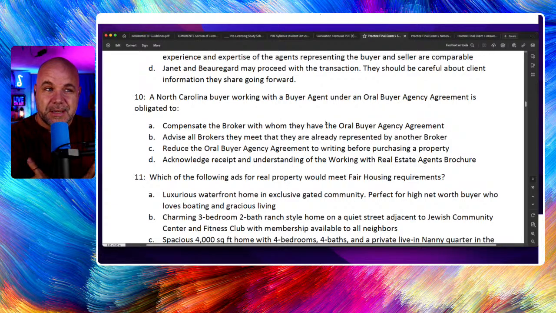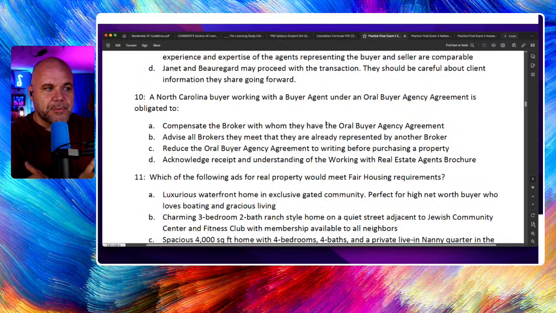Oral buyer agency, you, the broker, are giving them all of the fiduciary duties. They don't owe you anything. They can go work with anybody they want. There's nothing in writing. Are they obligated to advise all brokers that they are already represented by another broker? No, they're not obligated to because all they have is an oral agreement. That is not an obligation.